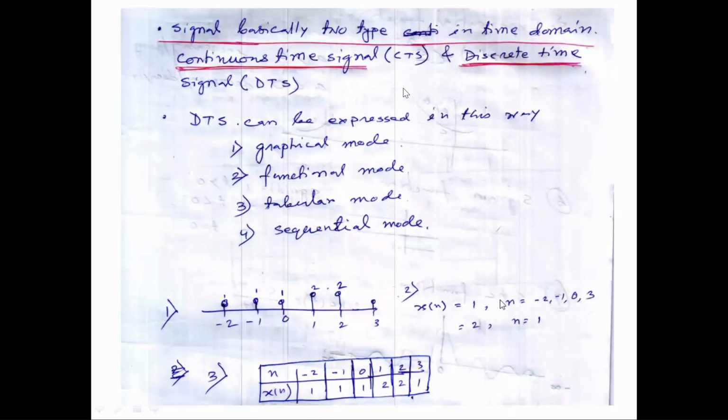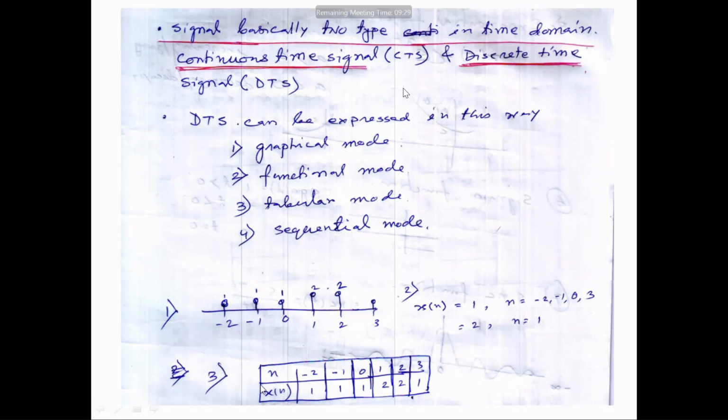Clear, or any doubt? Clear, sir. So if any signal is given in the functional method, you can write it in graphical method. Can you write? Yes, sir. Okay, so you can convert x(n) from the functional mode into graphical mode. Now the tabular mode.